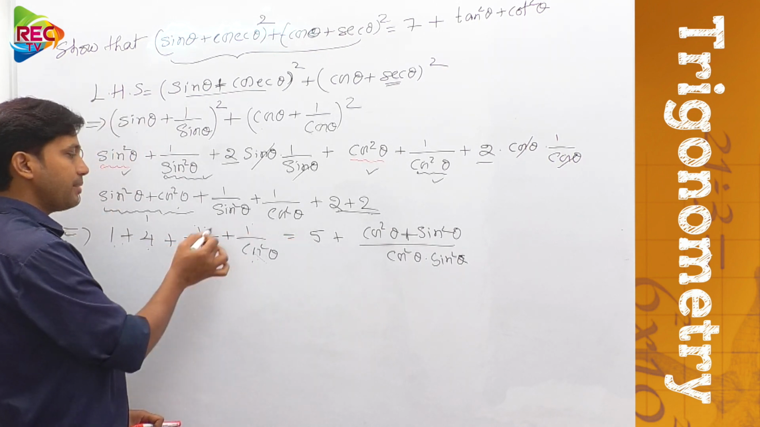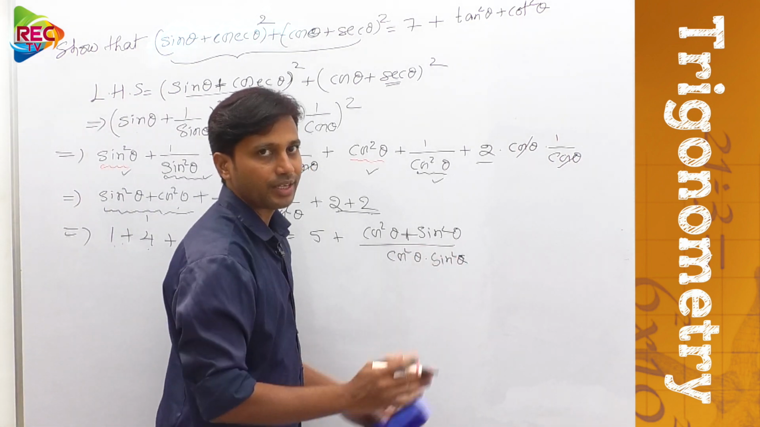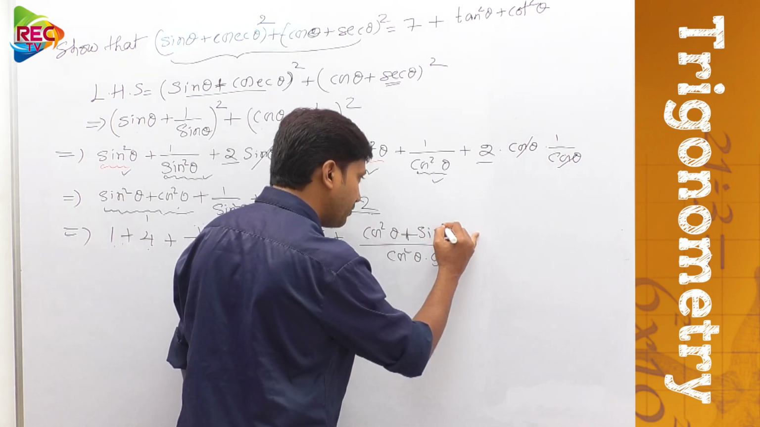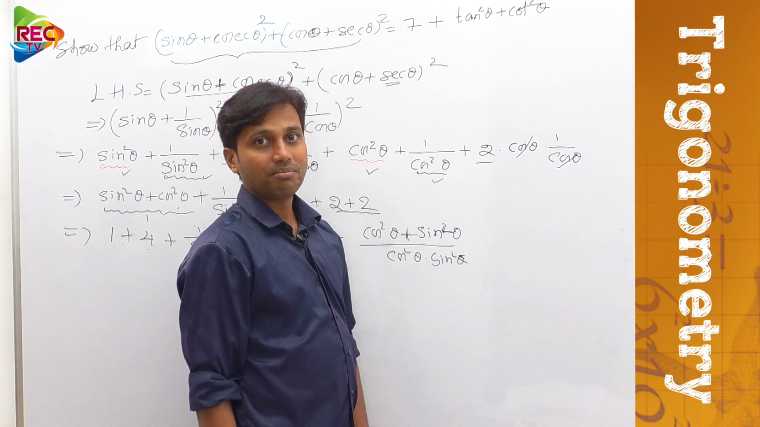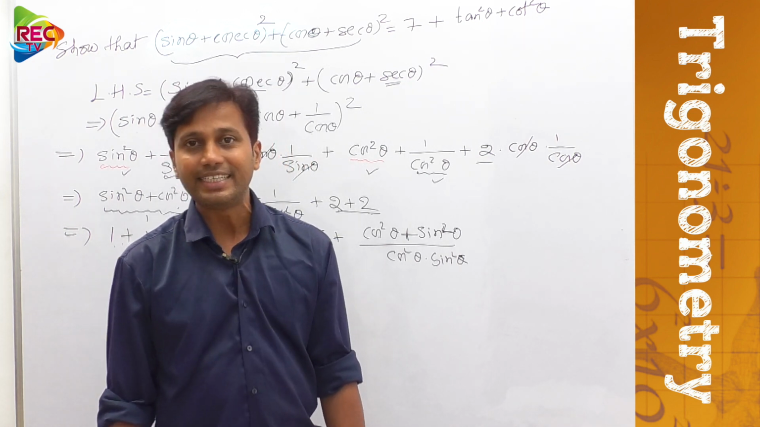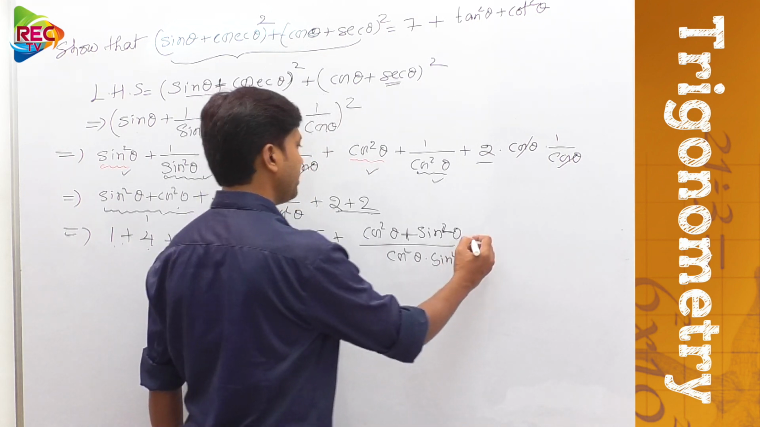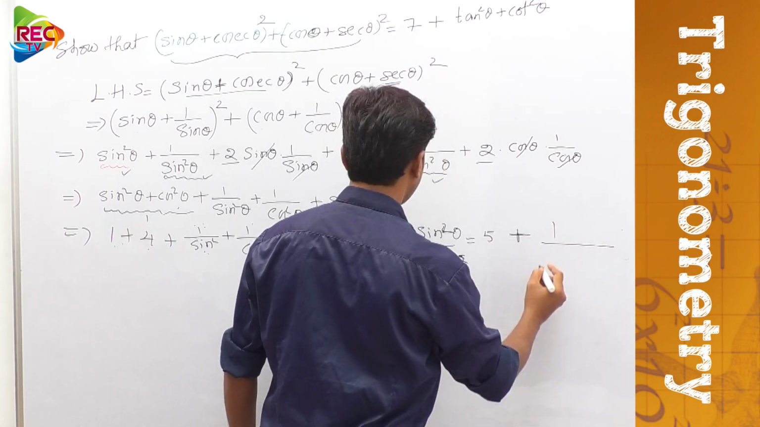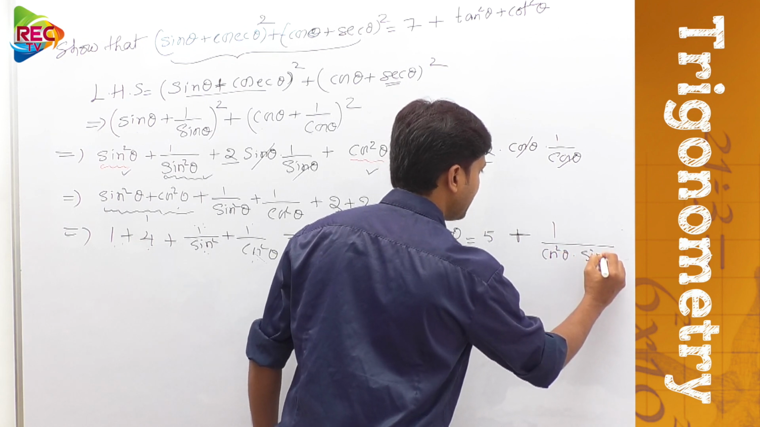Now again I took the LCM of these two. That means cos square theta plus sin square theta by sin square theta into cos square theta I wrote now. Now let us rearrange. So here again what did we obtain? Cos square theta plus sin square theta is again 1, because that is also a basic trigonometric identity. Sin square theta plus cos square theta equal to 1. So how can we write here? 5 plus 1 by cos square theta into sin square theta.